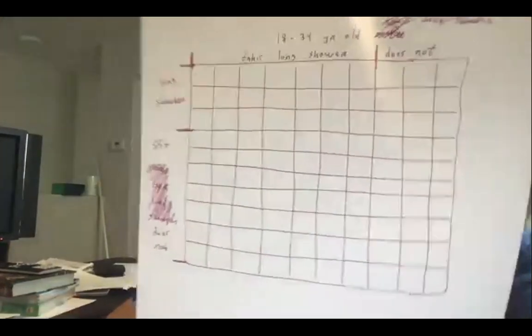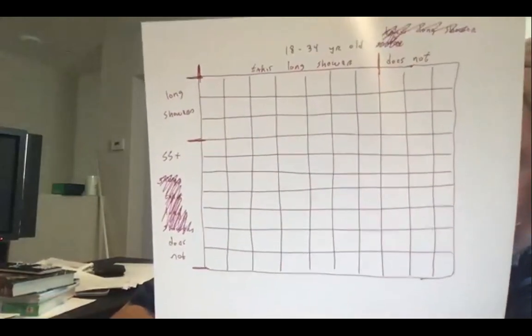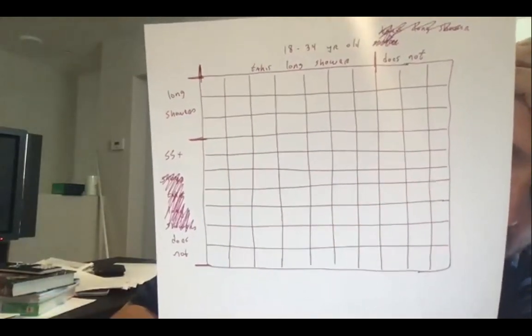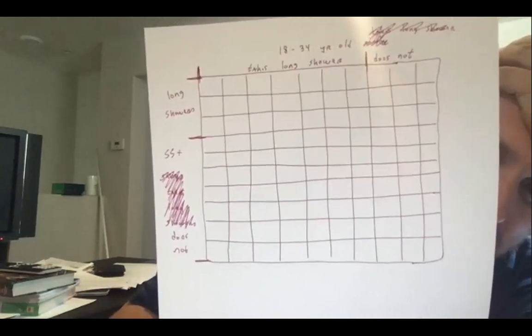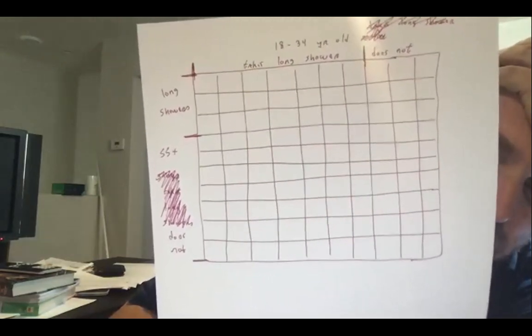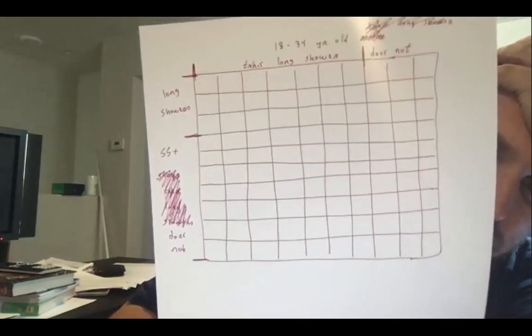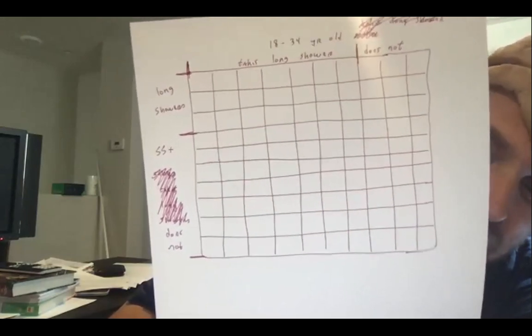So I'm sorry if I was a little not exact in my original picture, but this one is better. So on top, there's 7 boxes for take long showers and 3 boxes for does not take long showers. And for the 55 plus, it's exactly the opposite. 3 boxes for long showers and 7 boxes for not long showers.